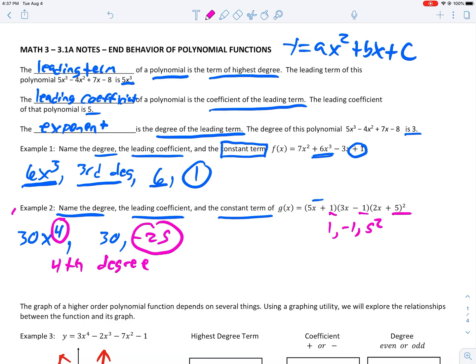So you're going to see that in factored form, it's a little bit more challenging to get the degree. And why am I asking about the constant? Well, you're going to start to realize that if you know the constant, you actually know the y-intercept.